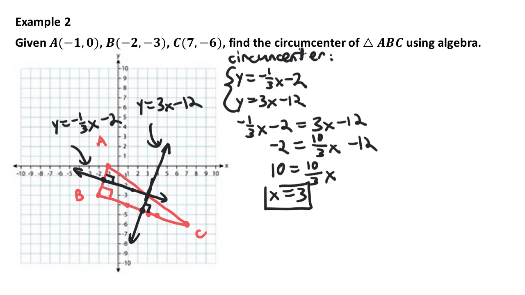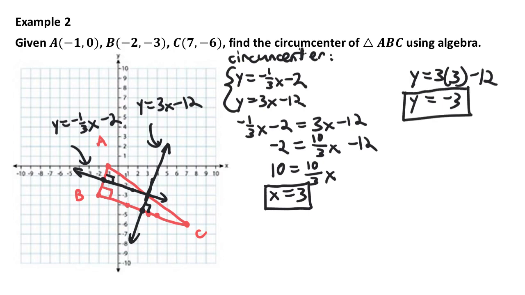Do I have my ordered pair? No, I have half an ordered pair, so I'm going to plug 3 back into one of these equations. Let's plug it into y is equal to 3x minus 12. y equals 3 times 3 minus 12, which is 9 minus 12, so y is equal to negative 3. Therefore, my circumcenter has the ordered pair x equals 3, y equals negative 3. Let's see if that makes sense. Let's go over 3, down 3, and we get right here, which seems to be the circumcenter, the intersection of the two perpendicular bisectors of the legs of the triangle.